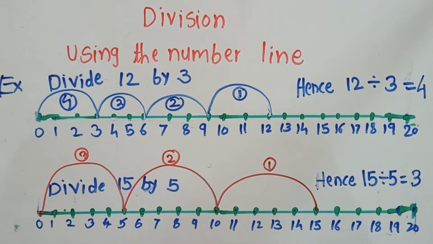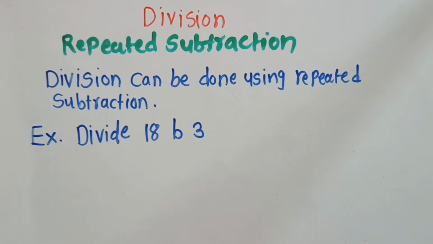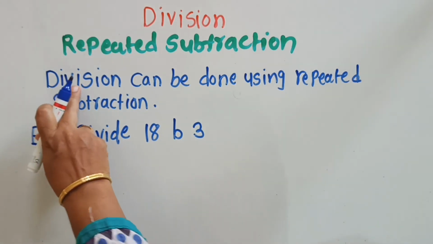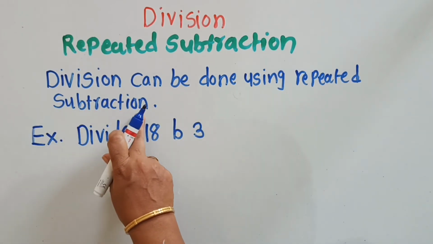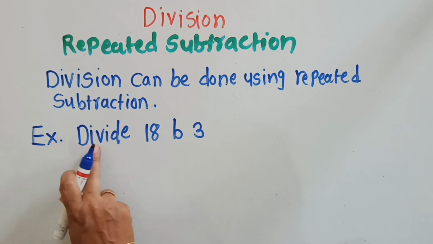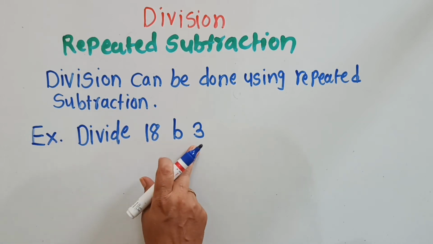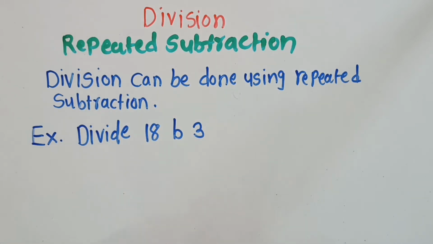Children, I hope now you know how to do division using the number line. Now we are going to learn repeated subtraction. You know division can be done using repeated subtraction. Okay children, now we will see this with an example.